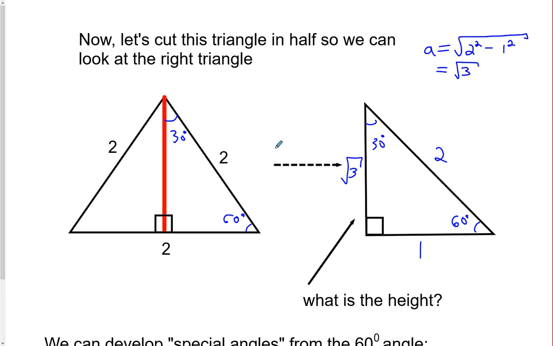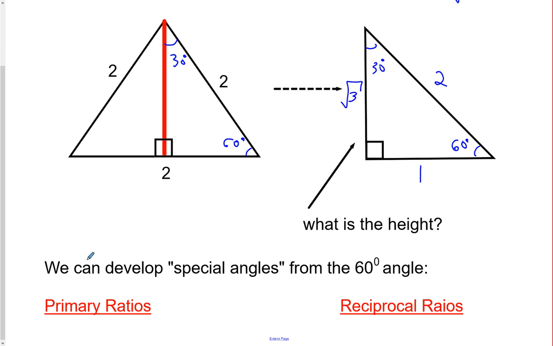This triangle is what we call a special triangle. It's a special one we use a lot in trigonometry. So we can develop special angles from this 60-degree angle. So here's what I'm going to do. I'm going to write out all my trigonometric ratios. I'm going to write out my sine of 60, my cos of 60, and my tan of 60. And I'm going to see what I get knowing these sides of the triangle.